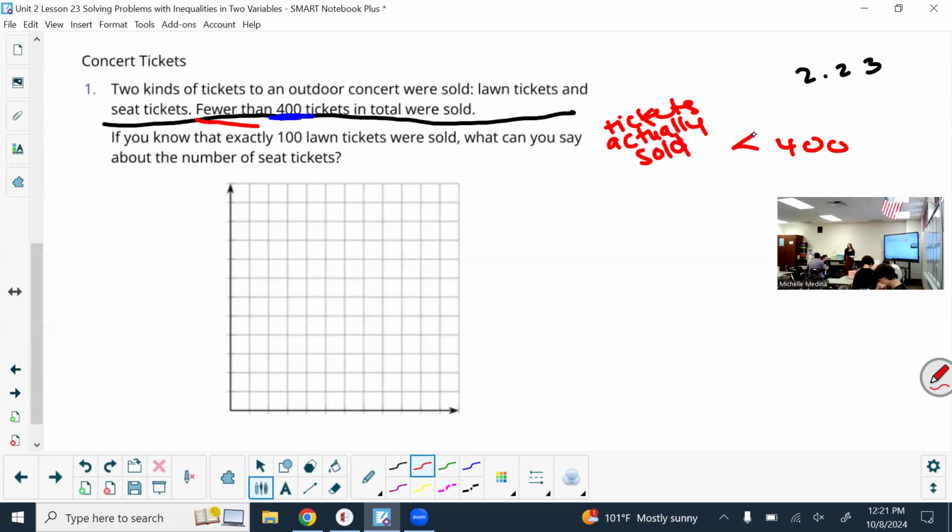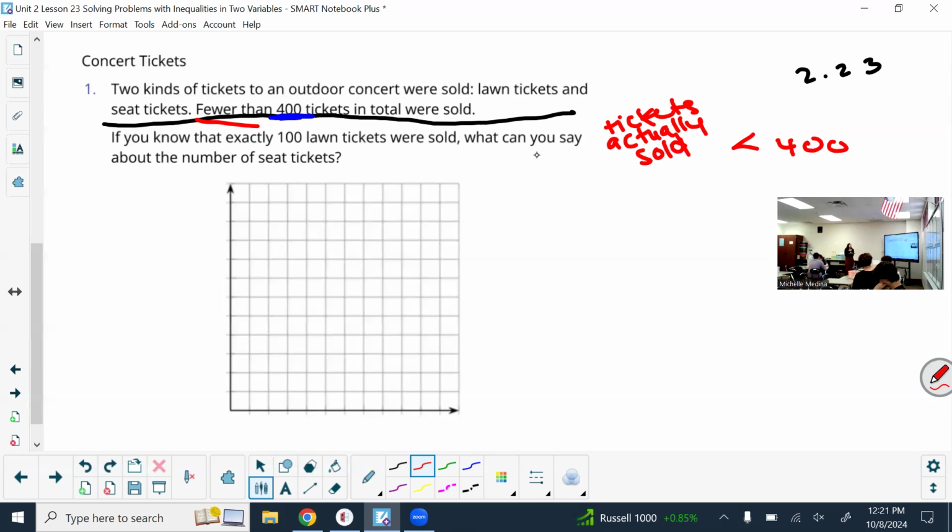I'm not asking just one of you, I'm asking all of you. Yes. Can I sell exactly 400 tickets if fewer than 400 tickets were sold? So no little line underneath this sign. It has to be that symbol related to the 400.